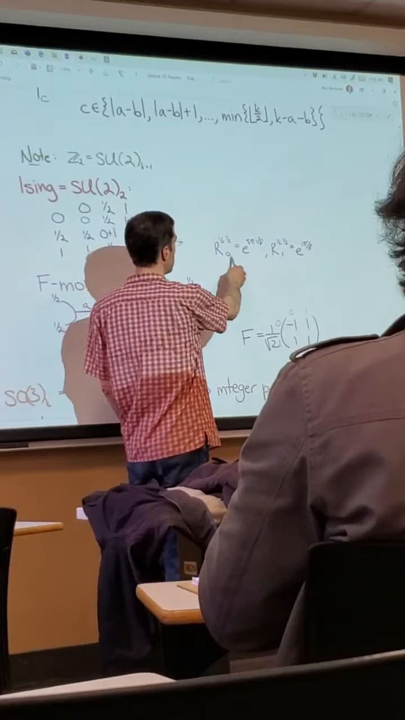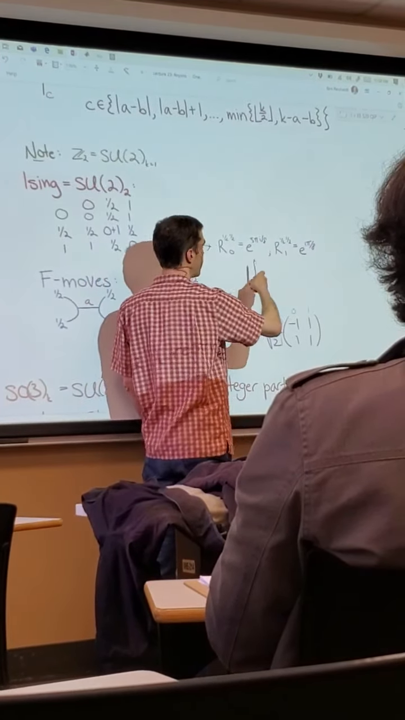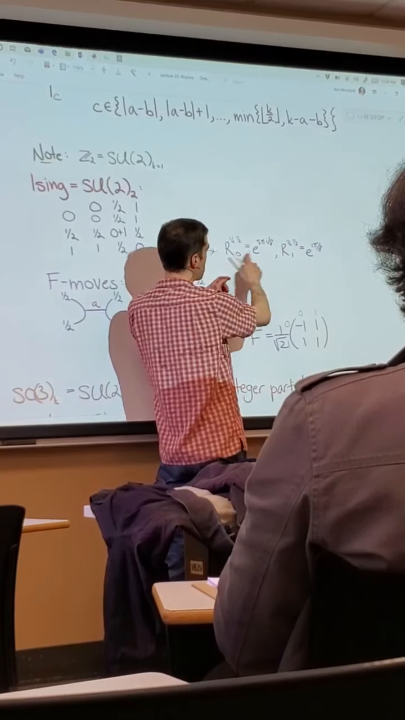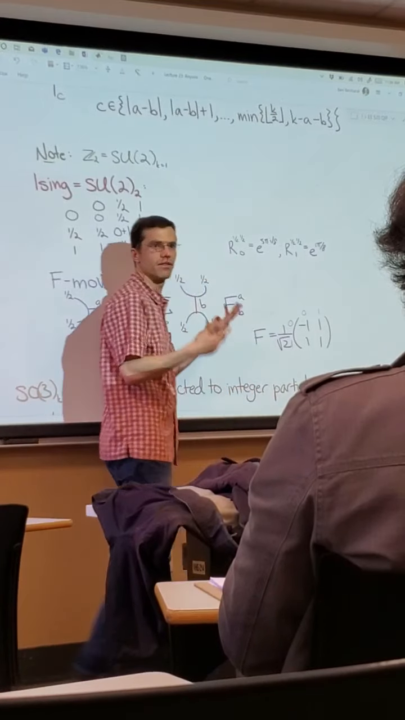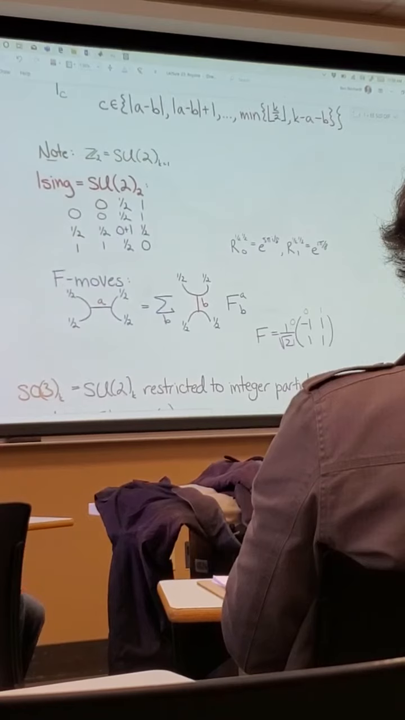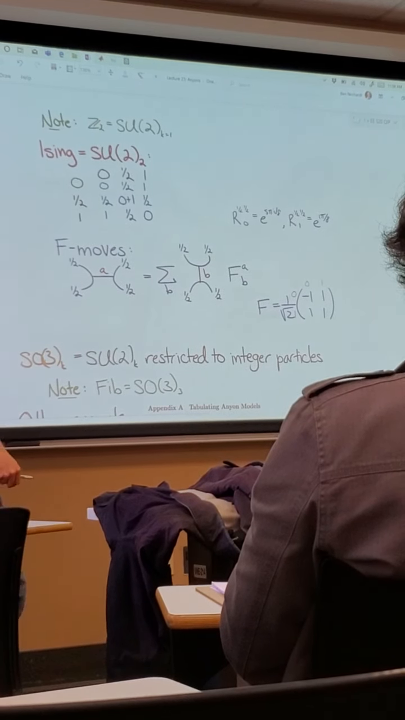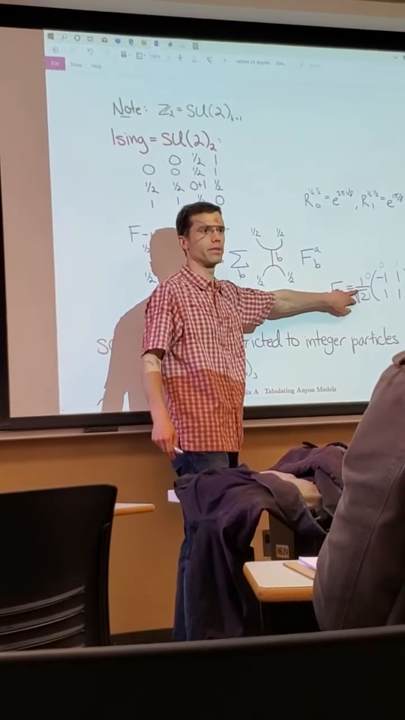These are the R numbers for this model, either e to the 5 pi i over 8 or e to the i pi over 8. So if you swap two 1/2s that merge to 0, you get this. If you swap two 1/2s that merge to 1, you get that phase. And it's just magic. That's what works. And the F matrix is given by this 2 by 2 matrix, just like the towels in 1 over square root of 2 towels.